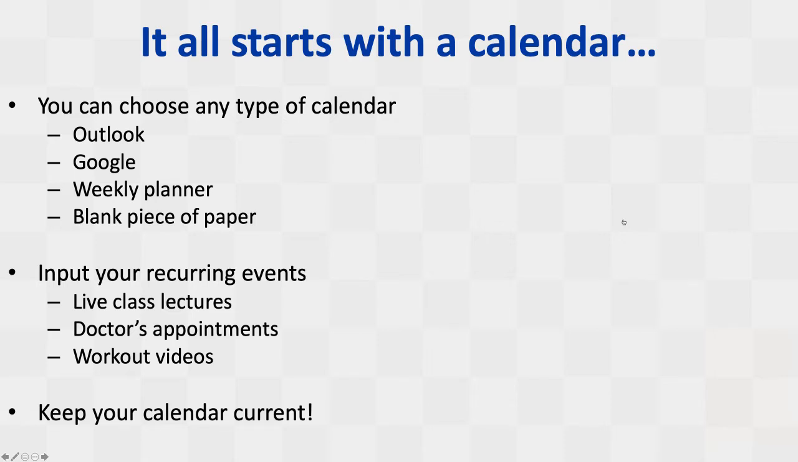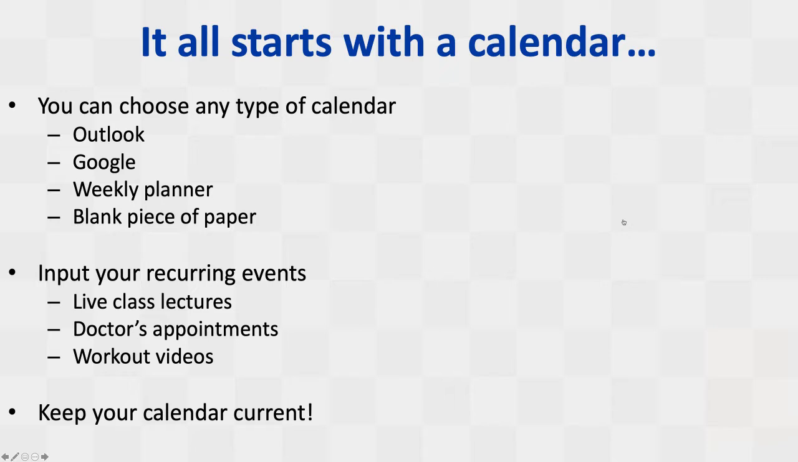To be able to create your weekly schedule, it's all going to start with a calendar. So you can choose any type of calendar that you might prefer. That could be a digital method such as an Outlook or Google Calendar, or something that's written on paper such as a weekly planner or a blank piece of paper.